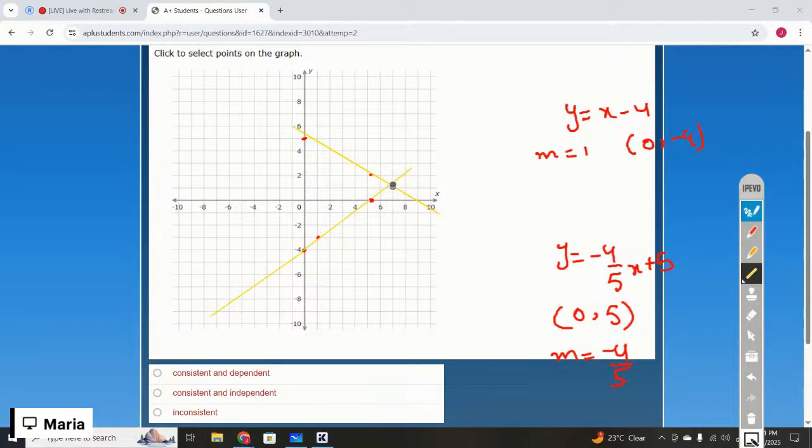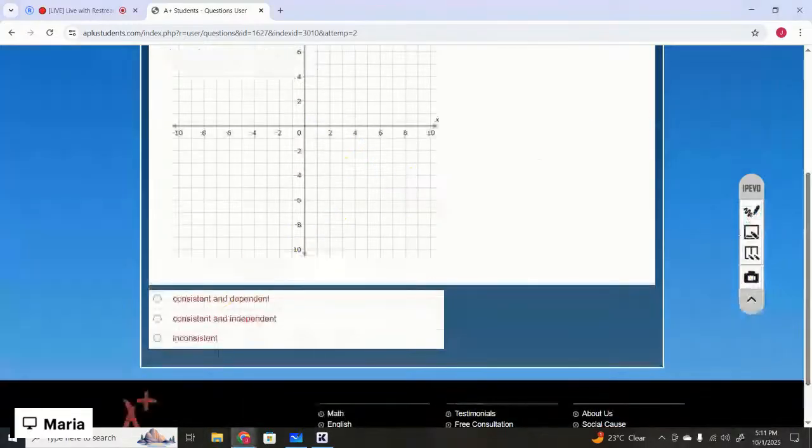So here is the point of intersection, right? When the two lines intersect, the system is consistent and independent, because they have only one point of solution. So option number 2 is the correct option. The system is consistent and independent and we have only one solution.